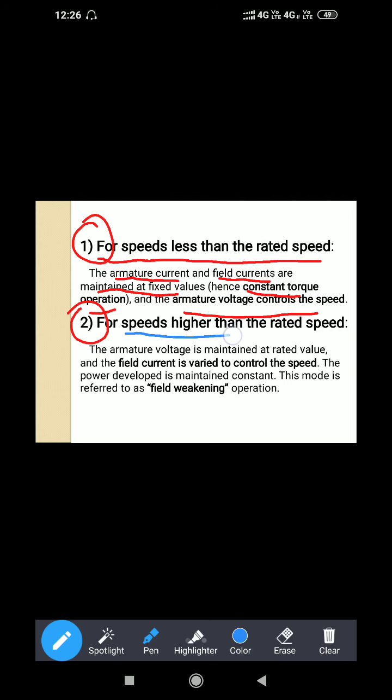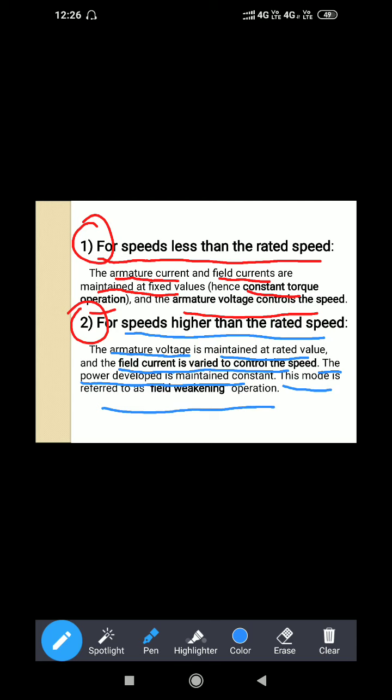And the second part, for the speed higher than the rated speed, the armature voltage is maintained at rated value, right? We have kept VA constant at rated value, and the field current is varied to control the speed. We are going to decrease the field current IF to increase the speed. Because VA and IA are constant, your power developed is maintained constant. So this mode is also referred to as a field weakening system.